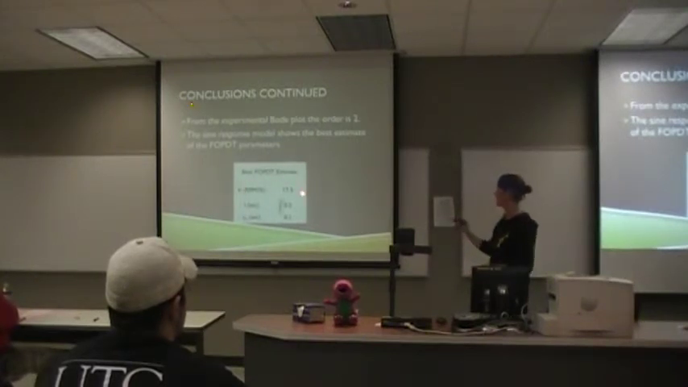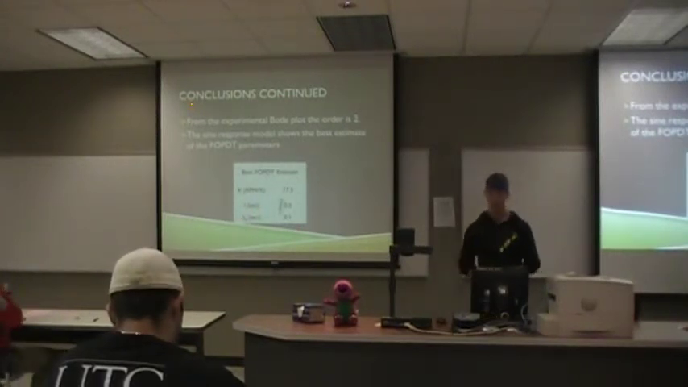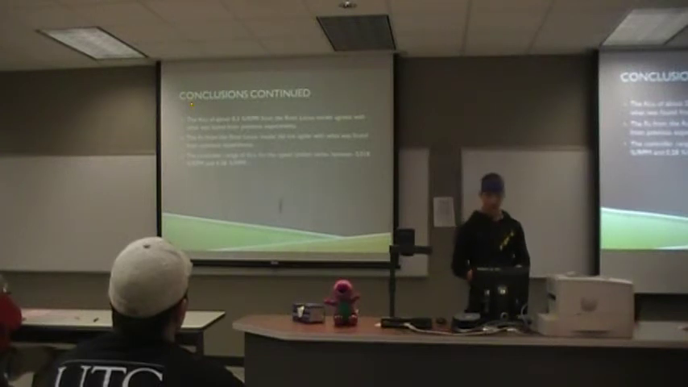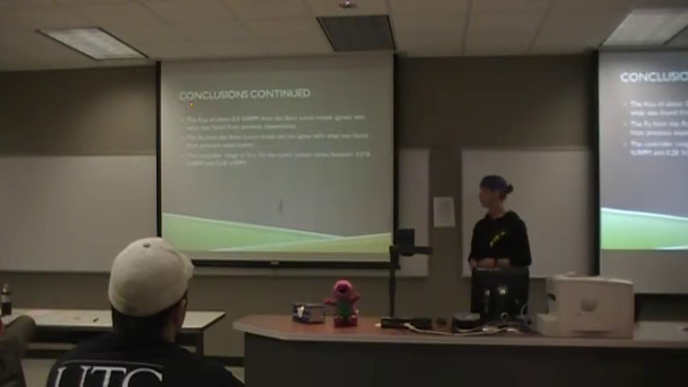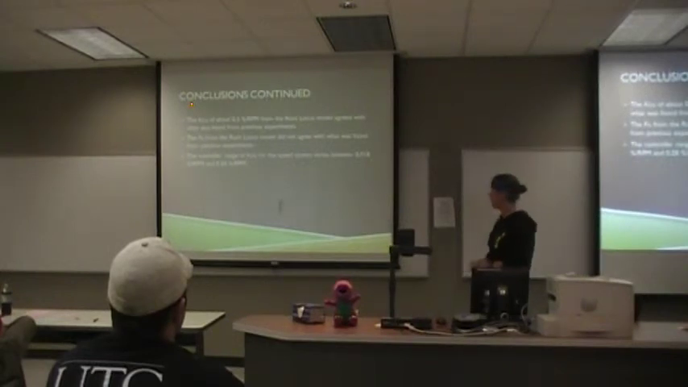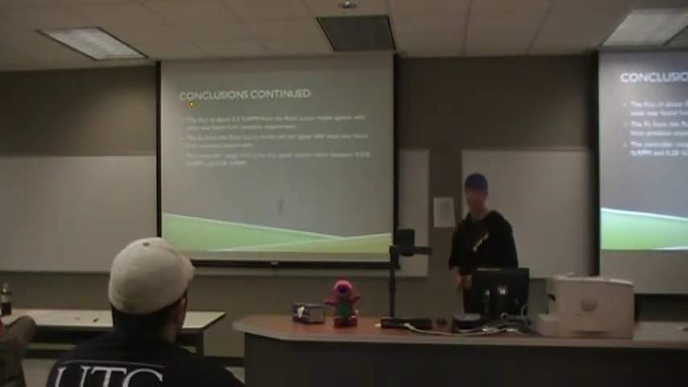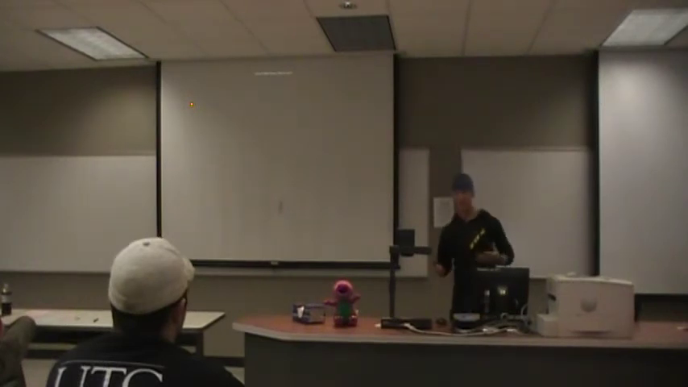A K consisting of 17.3 RPM per percent, a tau of 0.2, and a T naught of 0.1. The KCU was about 0.3% per RPM from the root locus model, and agreed with what was found from our previous experiments. The FU, however, did not agree very well with what we found. So for our controller range, the best ones that we found so far are 0.018% RPM to about 0.28% RPM. And that concludes my presentation on the aerator mixer station.